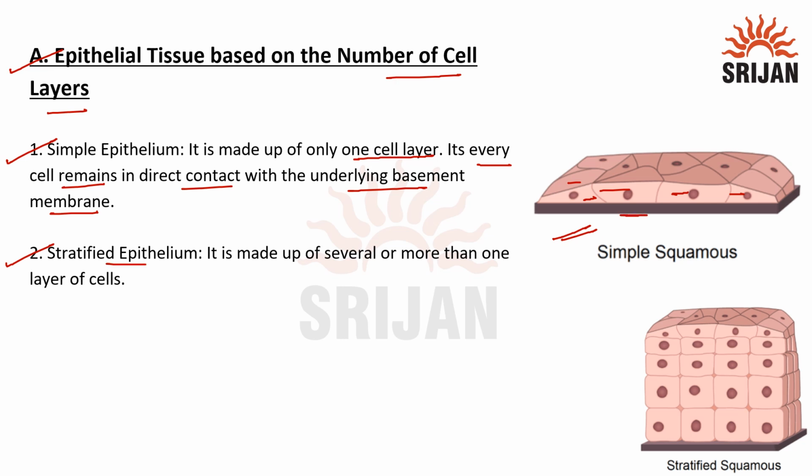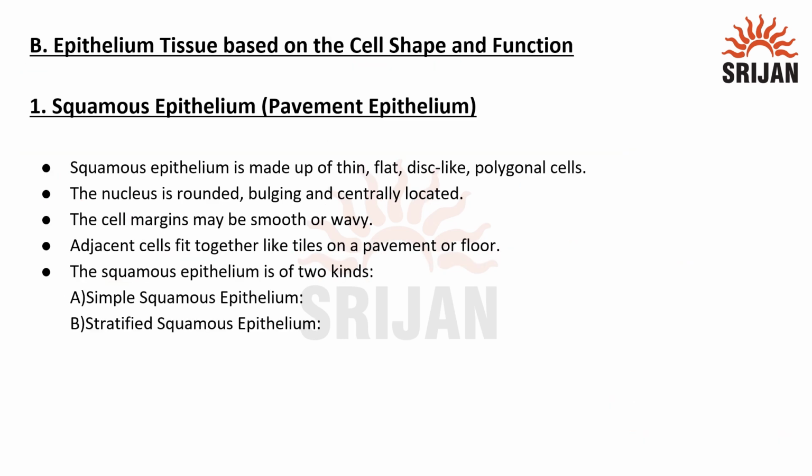Next is stratified epithelium. Stratified epithelium is made up of more than one layer of cells. As we can see in this image, it is made up of 1, 2, 3, 4, 5 layers of cells. Moving towards the second classification, which is based on cell shape and function.